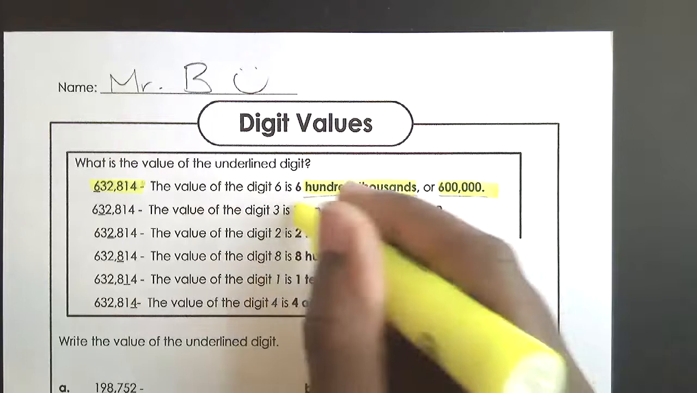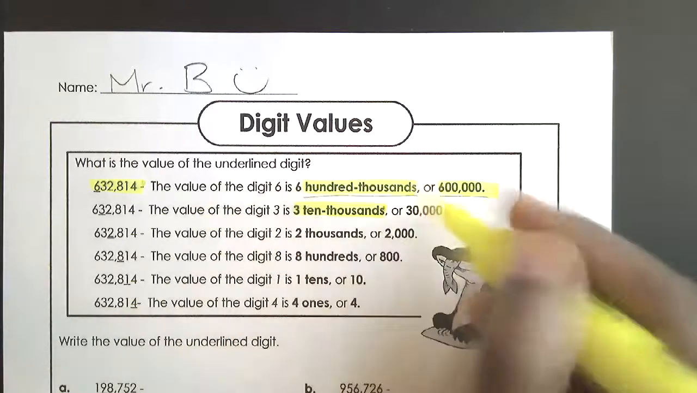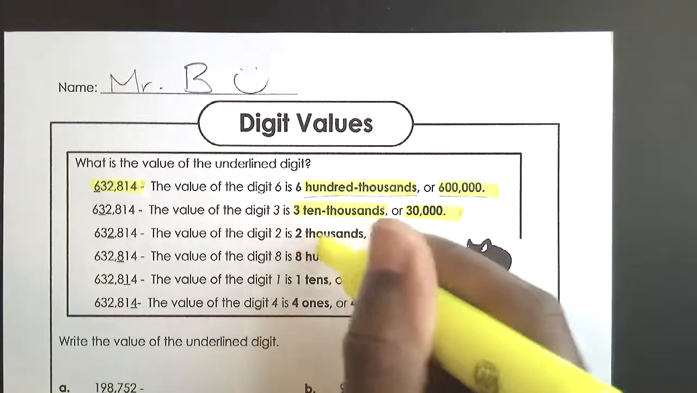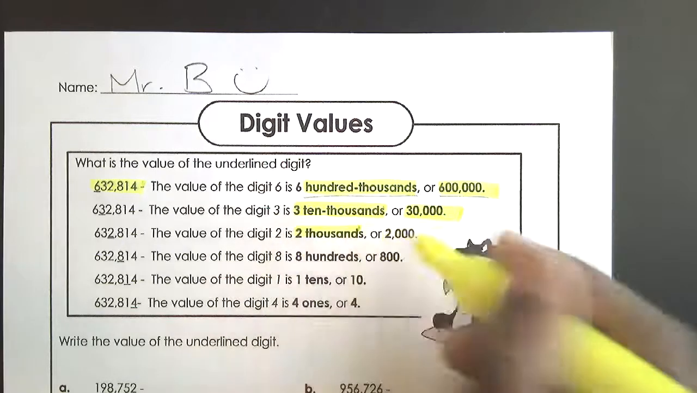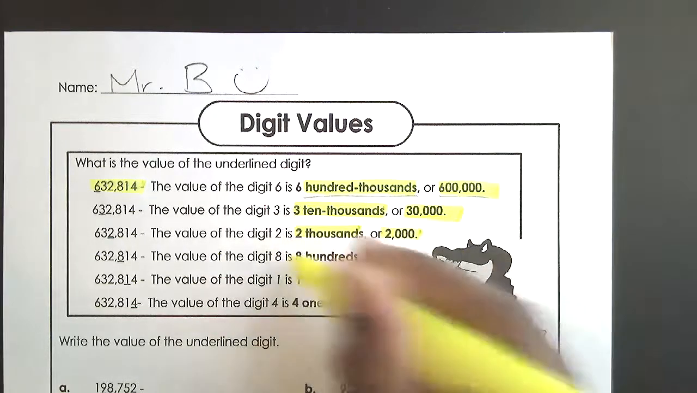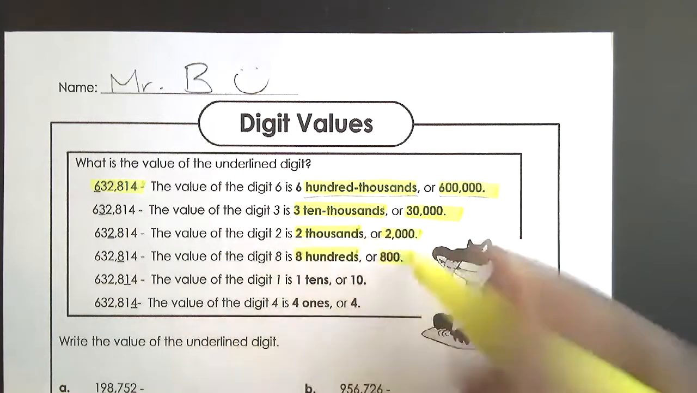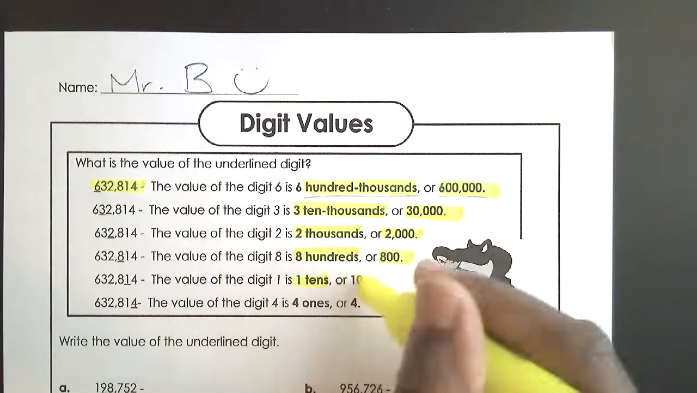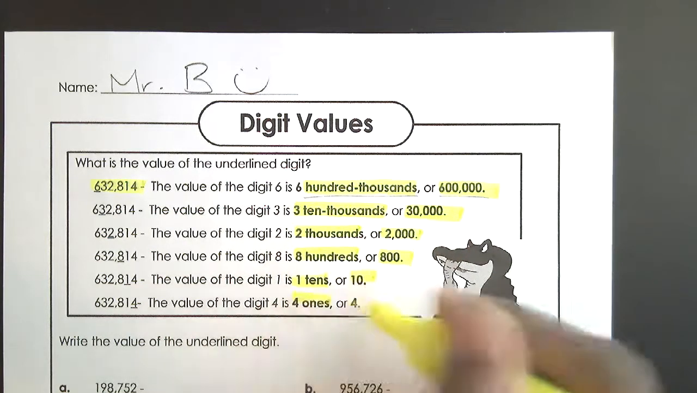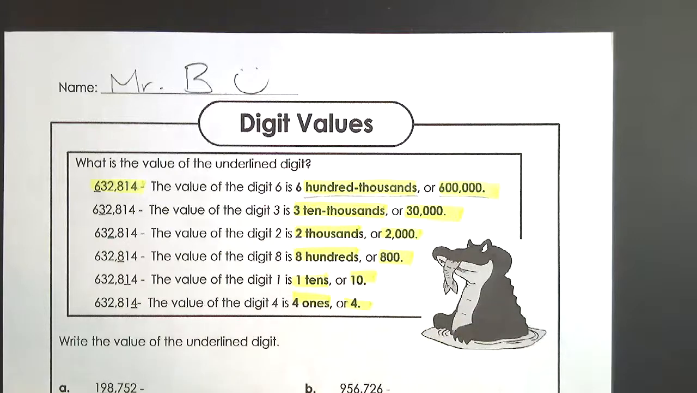So we have 3 ten thousands for the value of the 3, or 30,000; 2 thousands for the value of the 2, or 2,000; and then 8 hundreds, or 800; 1 ten for the 1, or 10; 4 ones, or 4, okay? So now that we figured out the value of the underlined digit in the example above, we're now going to focus on the ones that we had to do, okay?